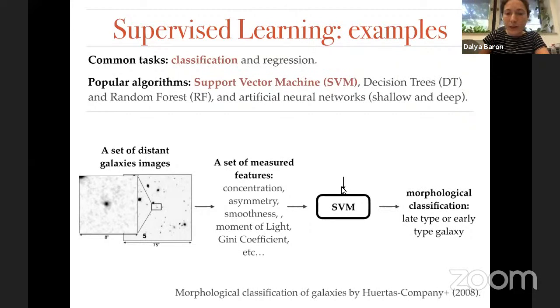Using this data, they can then train an algorithm to automate this process. Here, every time I put an arrow like this, it means that it trains using examples I provided, examples where we know the ground truth, which in this case is the morphological classification.